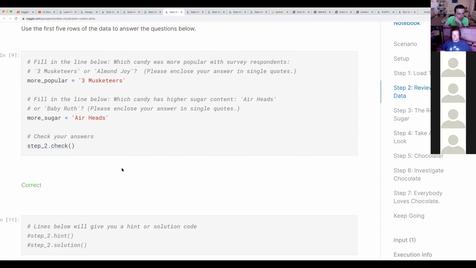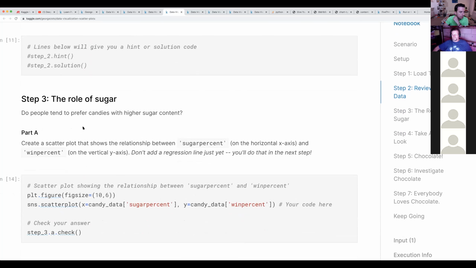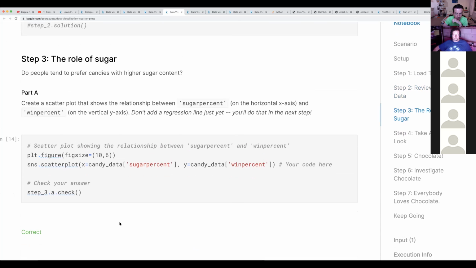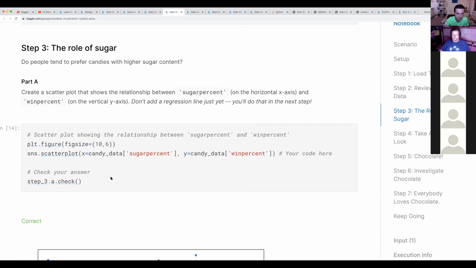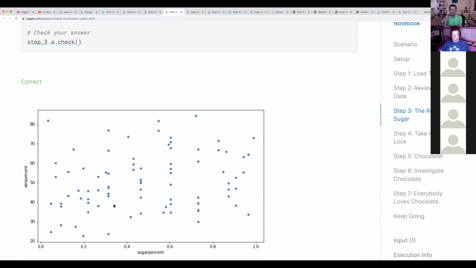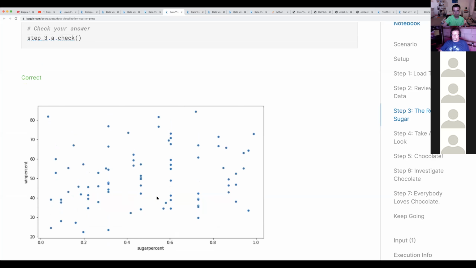Okay, so let's see. The question is, do people tend to prefer candies with higher sugar or not? So how would we visualize that? We want to look at two variables here. One is the sugar percentage and the other one is the popularity or win percent. And in Seaborn, you can do that with a scatter plot, which is basically, think of it as a whiteboard where you throw in dots. Every dot is a combination of a specific sugar content and a specific popularity. So each dot is a candy, and each combination here of sugar percent and win percent uniquely identifies a candy. It's kind of hard to tell what's going on here.